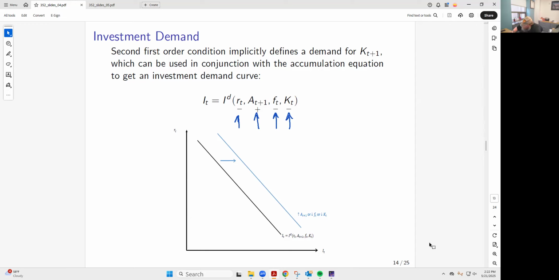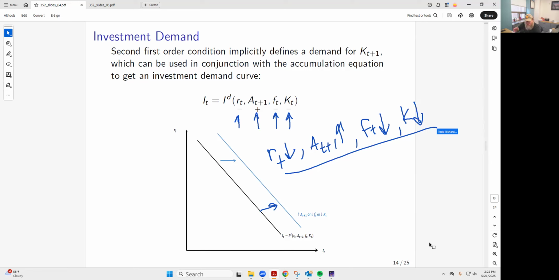And so we can ask ourselves what would cause investment demand to shift out. If investment shifts out, that would require RT to go down. That would require AT plus 1 to go up, or FT to go down, or KT to go down. Right? All of these behaviors would cause this outward shift of the demand curve.